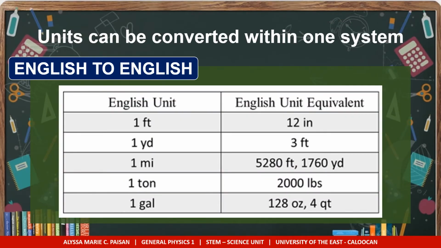To be able to convert one English unit to another English unit, we need to use the conversion factors written in this table. 1 foot is equal to 12 inches. 1 yard is equal to 3 feet. 1 mile can be equal to 5,280 feet or 1,760 yards. 1 ton is equal to 2,000 pounds. 1 gallon is equal to either 128 ounces or 4 quarts.